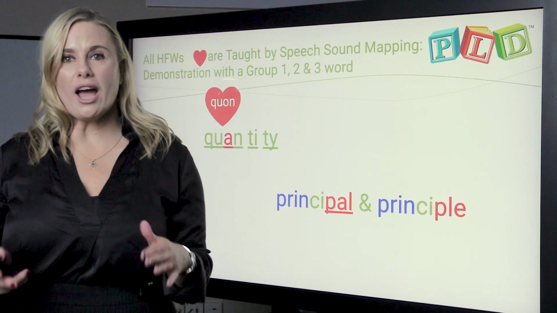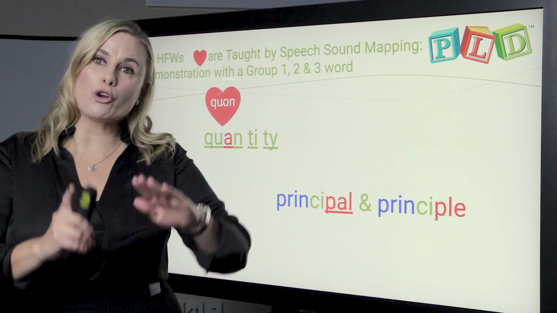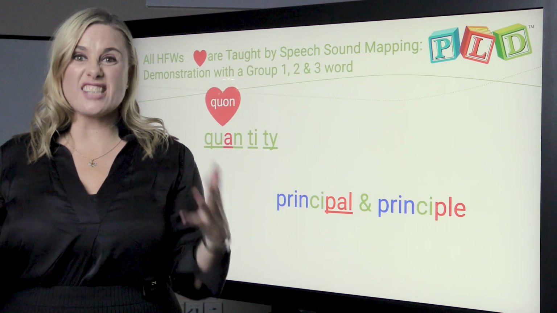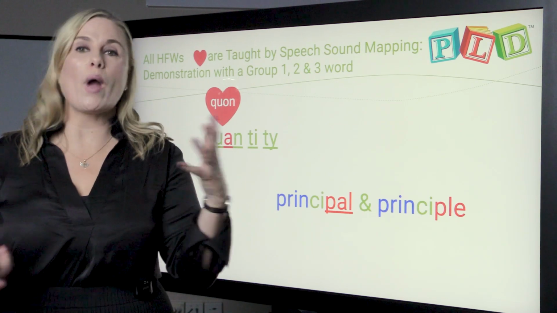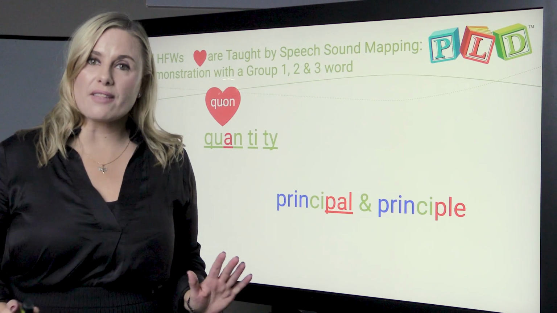Group 2, you have some homophones to work on this week. We are looking at the word principle and the word principal. Now, they sound the same, but they actually mean something very different, and you need to remember when to use the correct spelling in what context. Well, let's break down the syllables first.